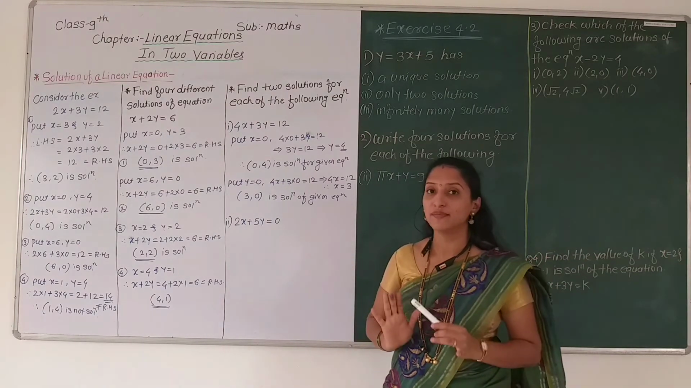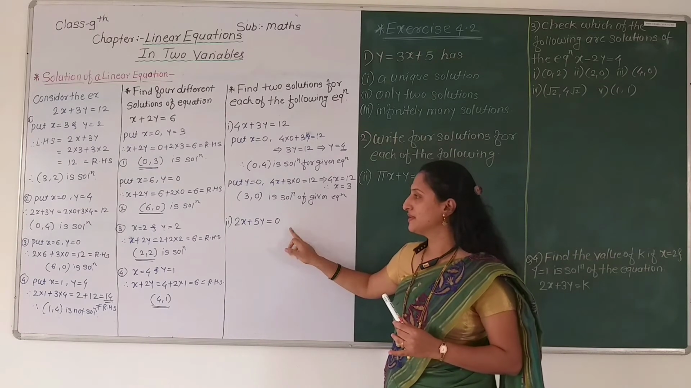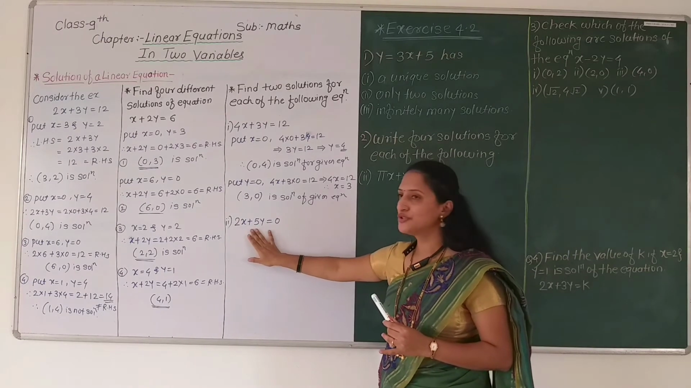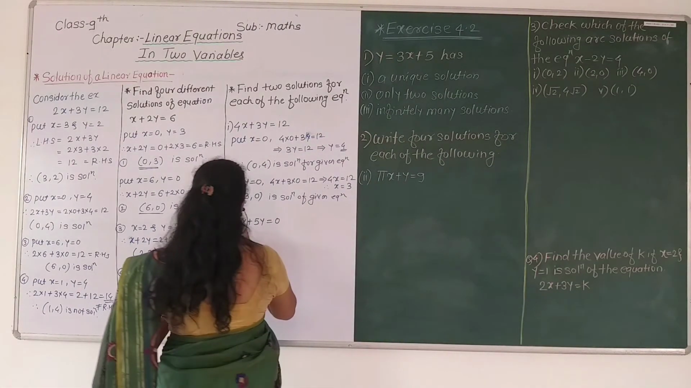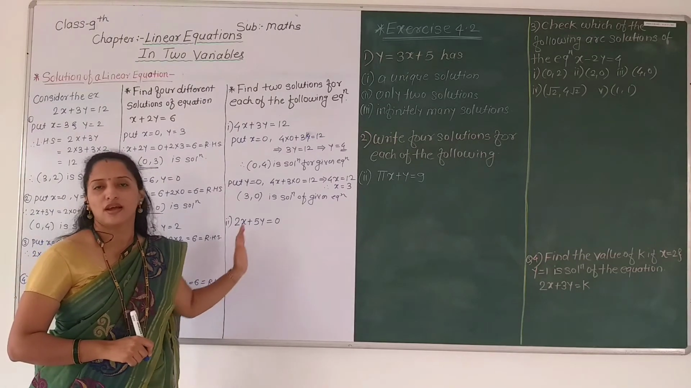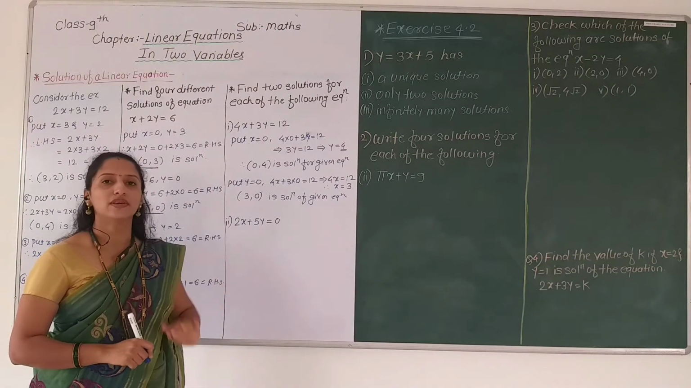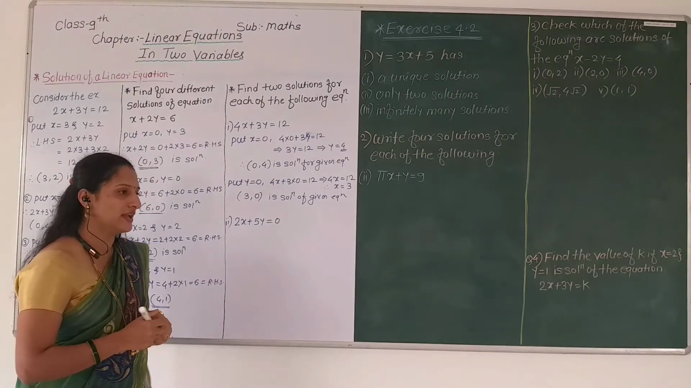Okay, let us see one more example: 2x plus 5y is equal to 0. Now we have to find the solution for this equation. So our method is what? First we substitute x is equal to 0 in the equation and obtain the value of y. After that, put y is equal to 0 in the equation and find the value of x.